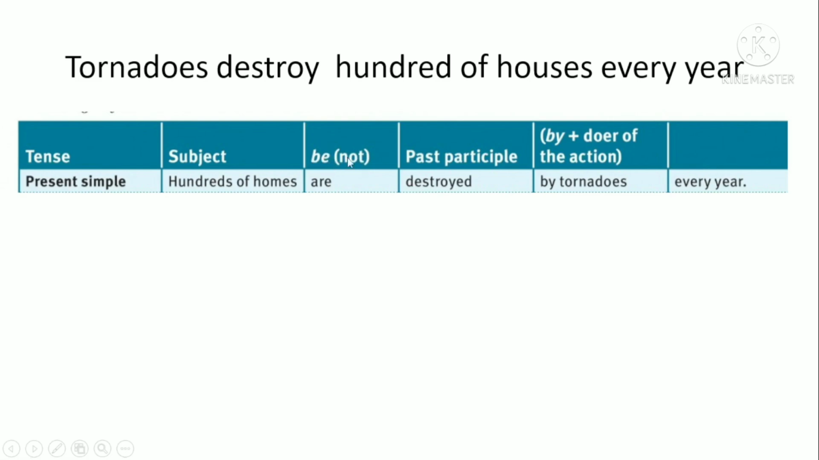And it also could be negative. So in case here we said tornadoes don't destroy, I could use aren't, but here it is affirmative. So tornadoes destroy hundreds of houses every year. Hundreds of houses are, then I have to use the past participle of the verb, destroyed, by the doer of the action, by tornadoes, and the complement, every year.